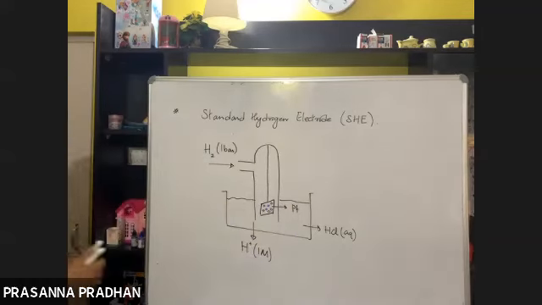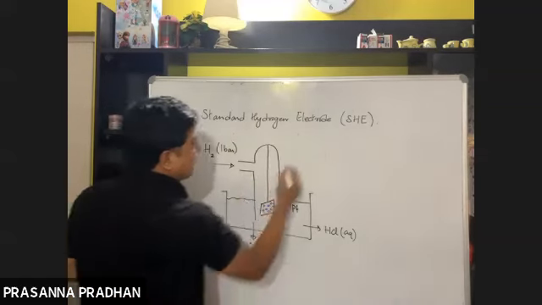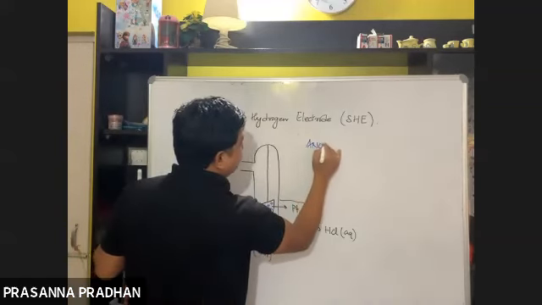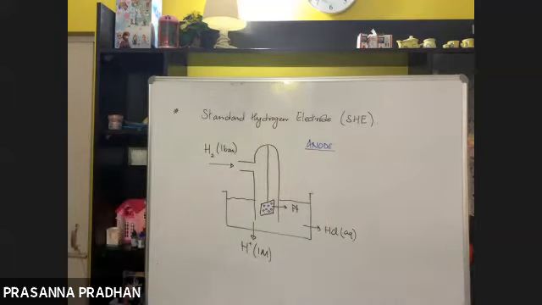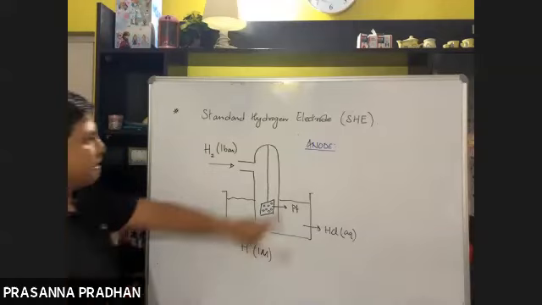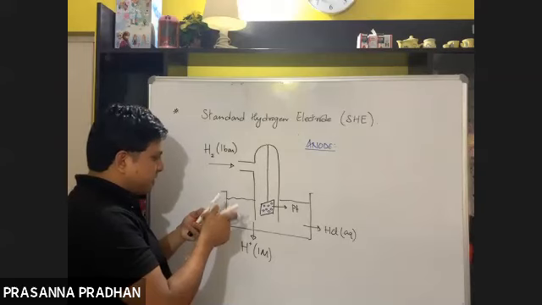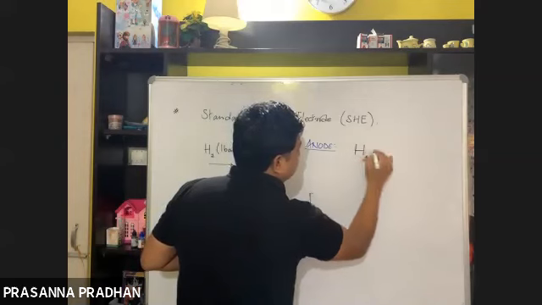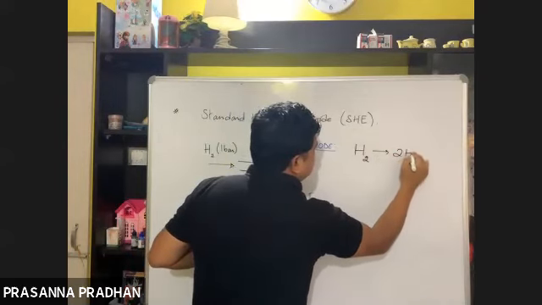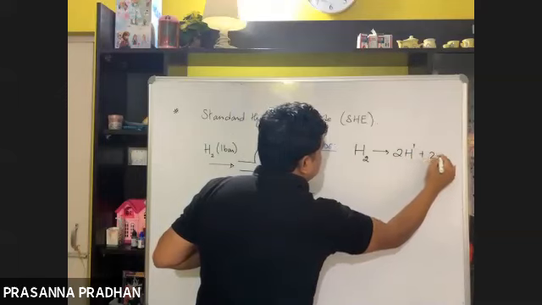If the standard hydrogen electrode behaves as an anode, what will happen out here, oxidation or reduction? Oxidation. Oxidation means loss of electrons. So how will I express the reaction? H2 will be converted into 2H positive ions by losing how many electrons? By losing 2 electrons.